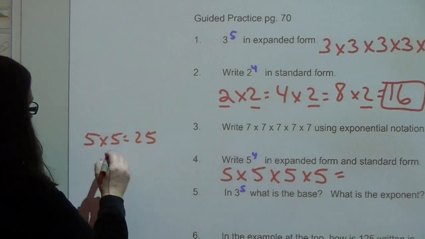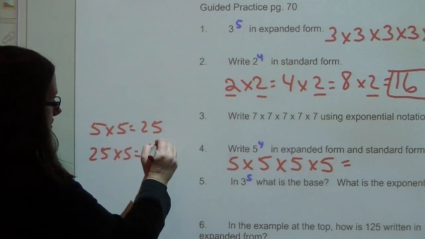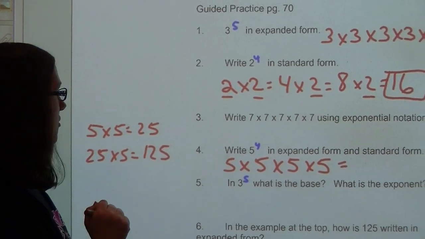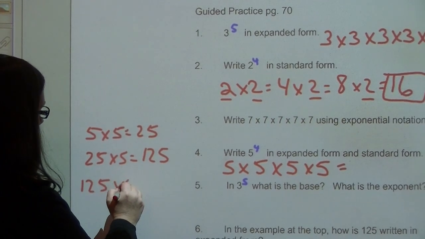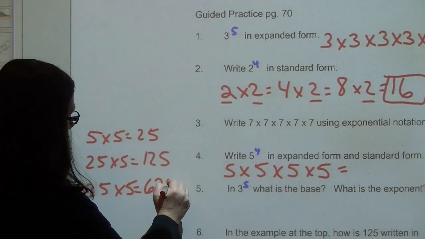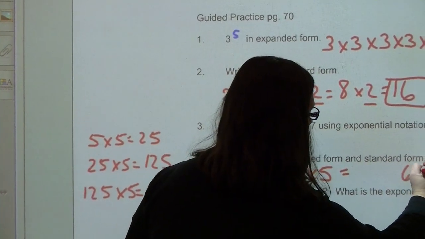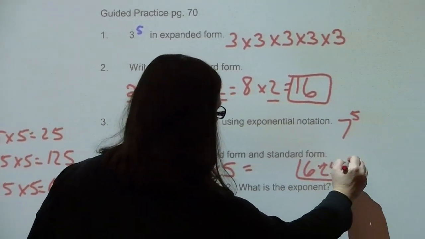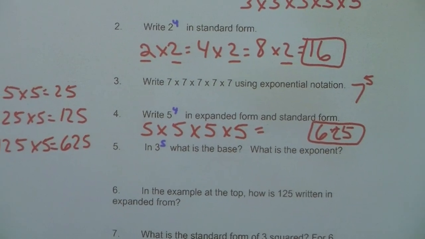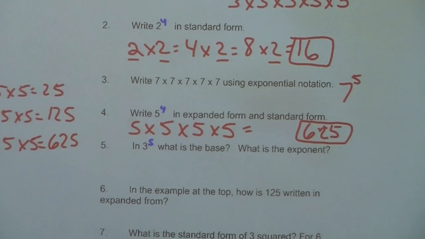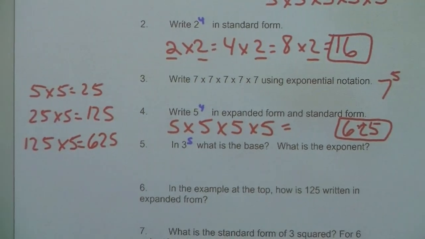And then we have to do 25 times 5, which gives us 125. And we did this earlier in the lesson if you need to go back. But now they're adding one more. 125 times 5 is going to give us 625. So standard form here is 625. All right, good job, 5th grade. If you need to, jot down a question if we're not understanding how and why or where to get these numbers. All right, number 5.